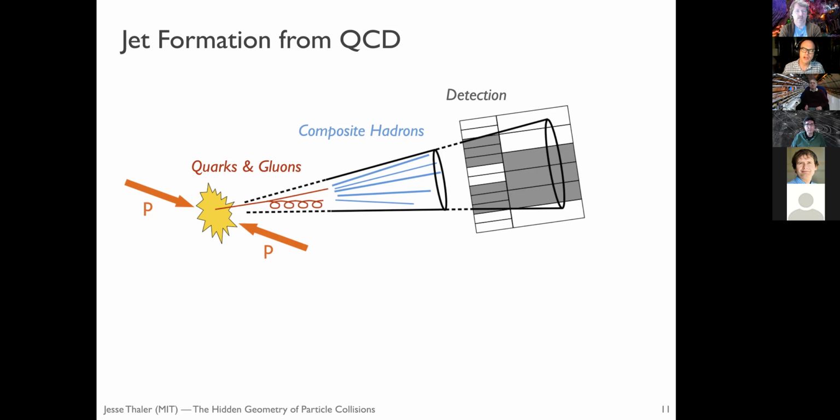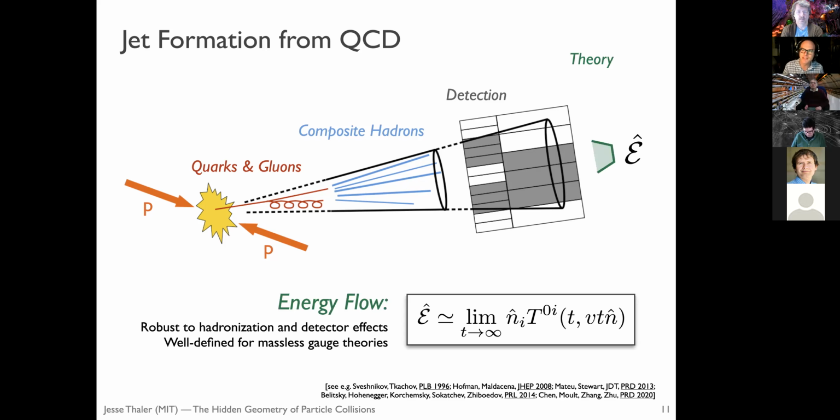But one of the things that we know from a theory side is that there's certain information that's robust, or at least more robust. That is information that we think we can calculate from first principles on partonic final states, on quark and gluon final states, and that there are good proxies for what you would measure if you measured it either on hadrons or on detection level. And that information from the theory side that's most robust is the flow of energy from the central collision point out to infinity.